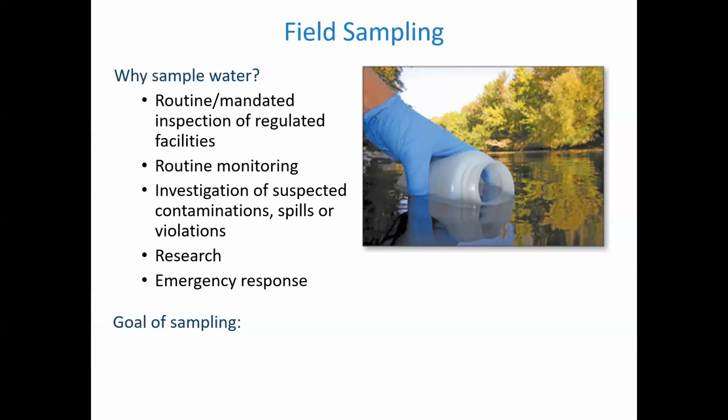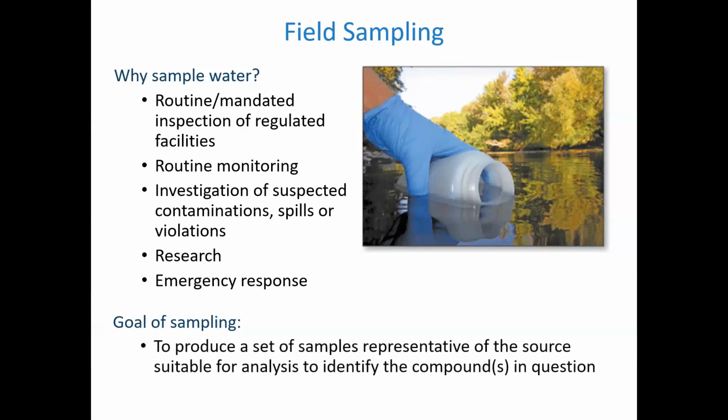Sometimes we do it as part of an investigation. We think that there's been a contamination or something like that, and so that might be part of it. Of course, there's research and all sorts of other reasons. And another thing to think about is the goal of the sample. So when you sample water, you want something that is representative. And what does that mean? That means that if you're sampling the river, you want something that is representative of the whole river in that area.